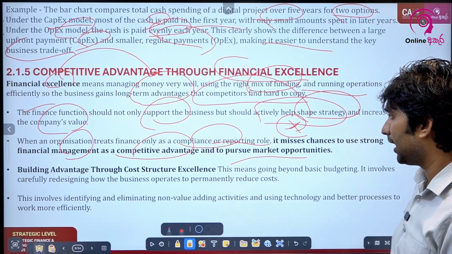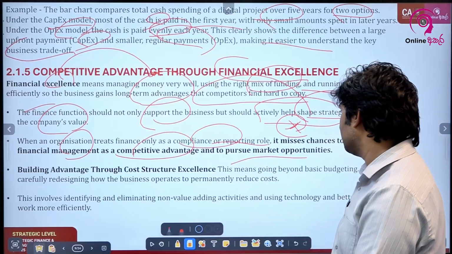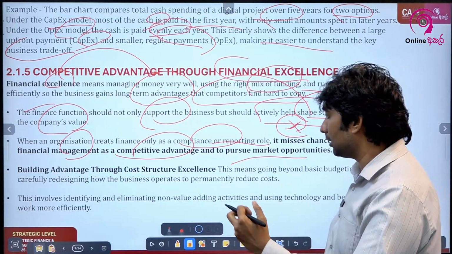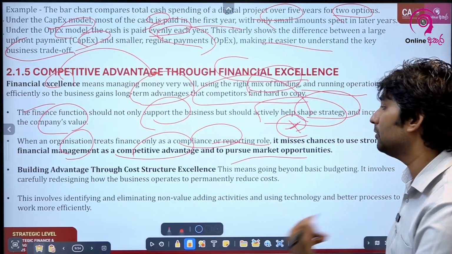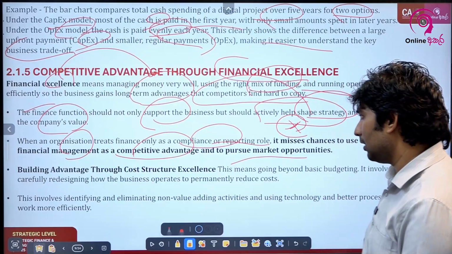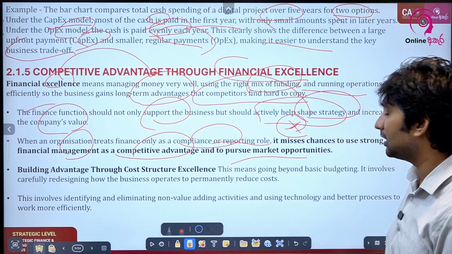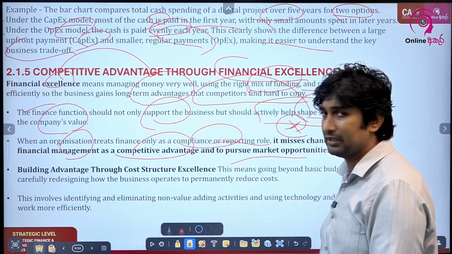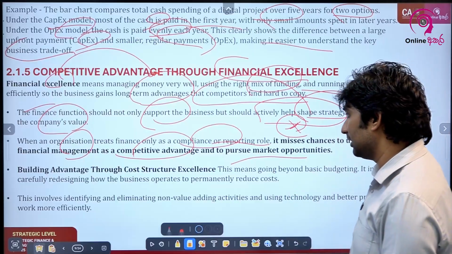Financial management has a lot more weight. It is not only a reporting role. It is a role that has a lot more weight and a lot more capability in terms of contributing to strategic decision making. Ultimately, your financial management skills should help the organization to grow, to take advantage of market opportunities, which will provide a competitive advantage to the organization in return.